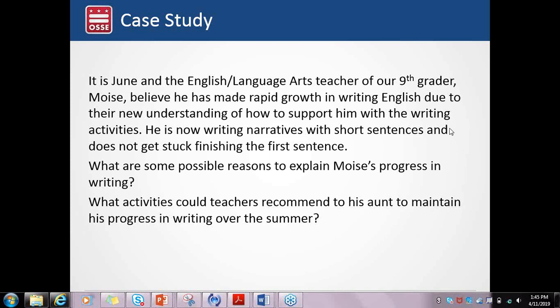Okay, so the teachers may have given him some scaffolds or may have provided him with models that he could follow so he knew what the expectations were. That's great. What about activities to recommend to his aunt so that he can keep up this progress over the summer?